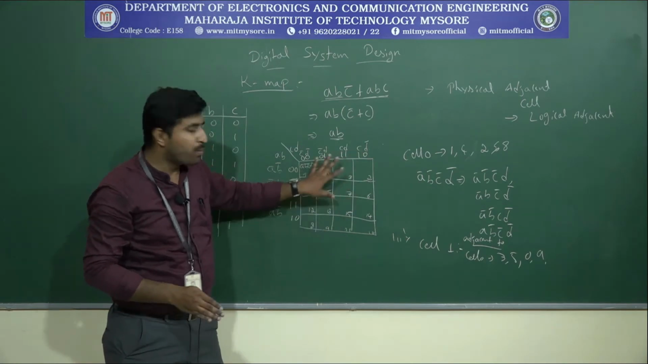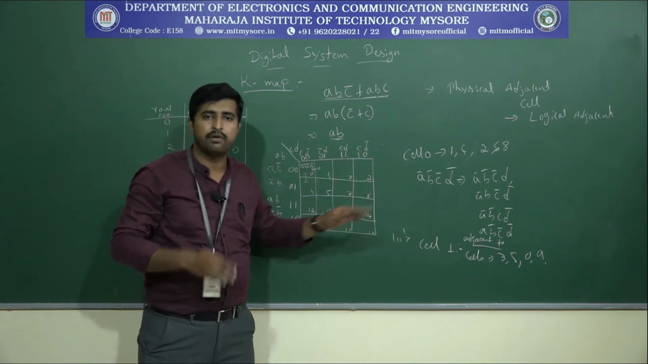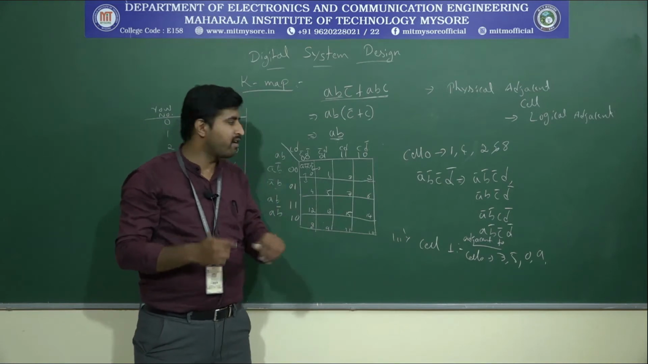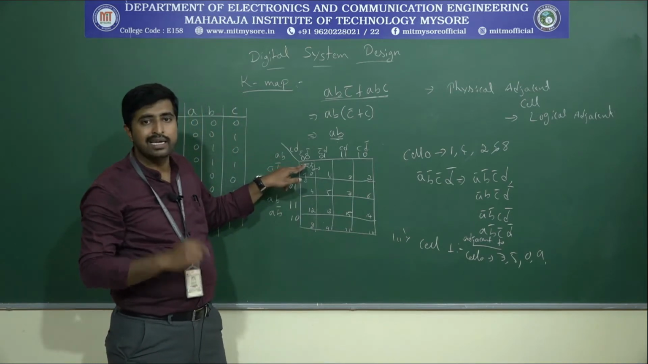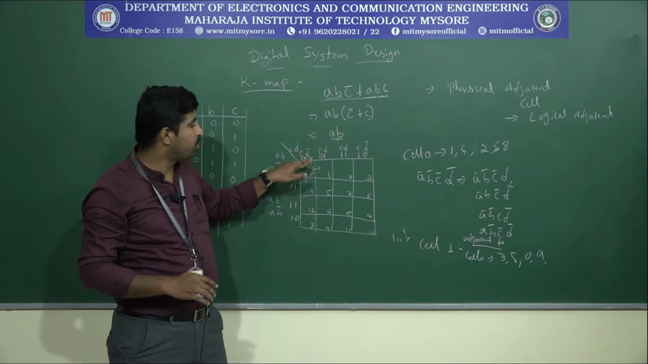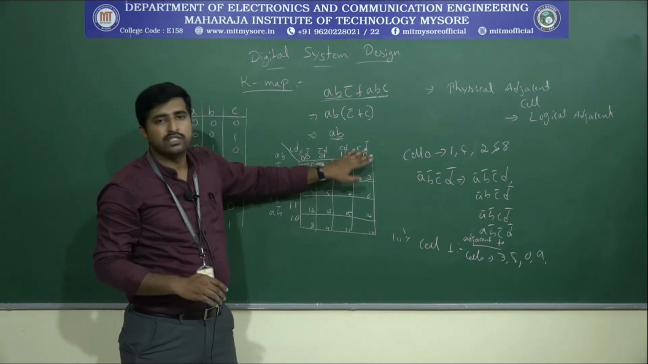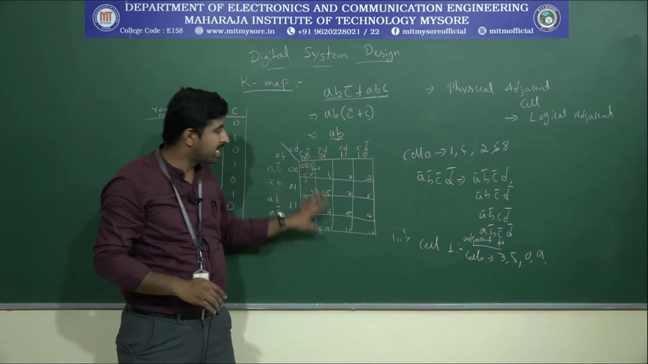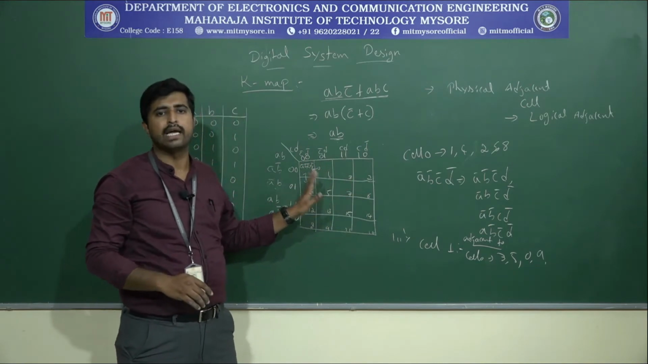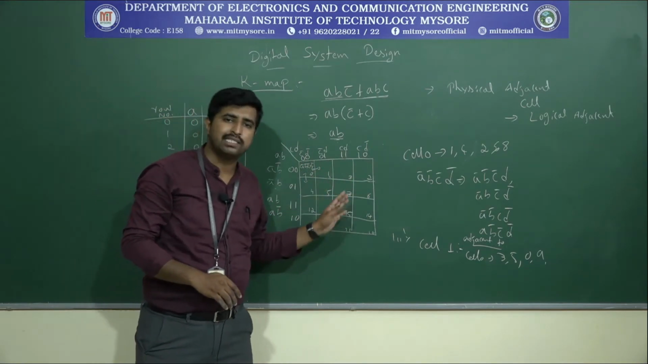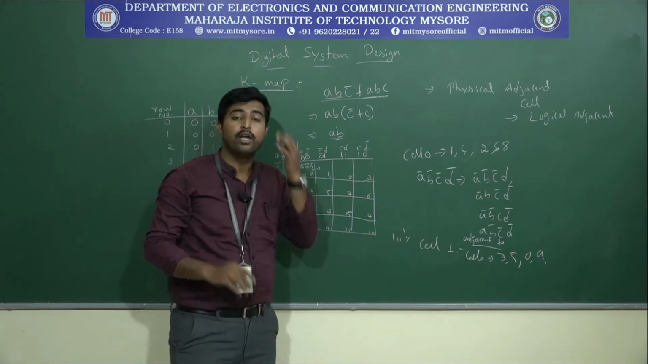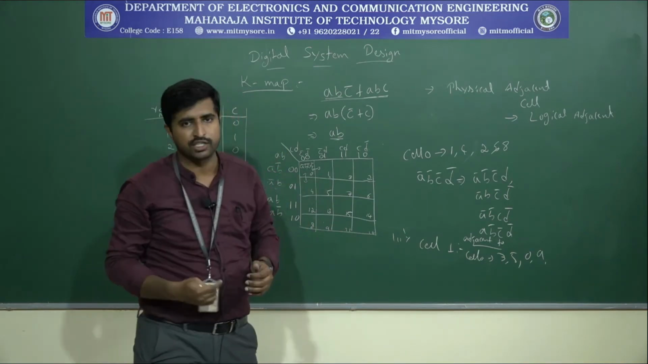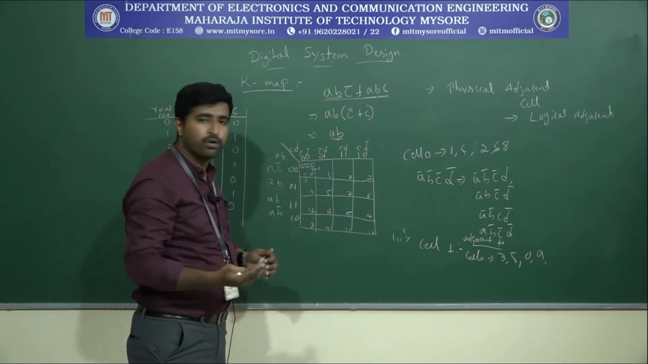So to make logical adjacency between one cell and another, we write here in a different order: 0 0, 0 1, 1 1, 1 0. This adjacency is very important in a K-map. Only the logically adjacent or physically adjacent cells need to be grouped when we do simplifications. When we come to simplification, we are going to understand.